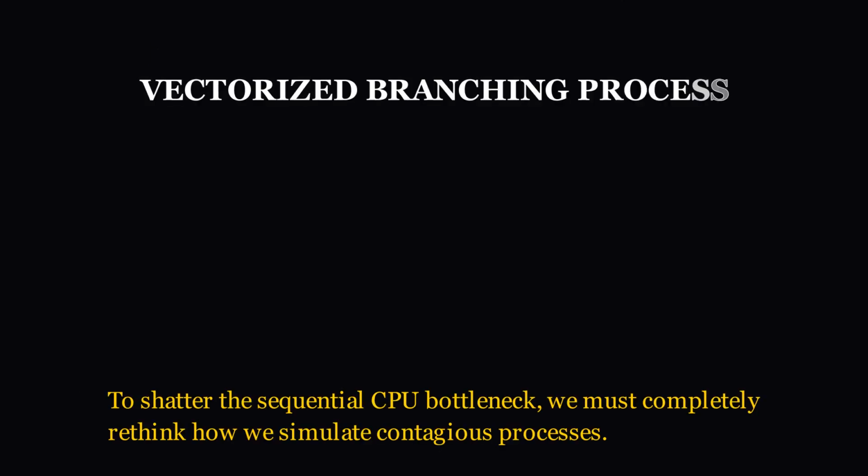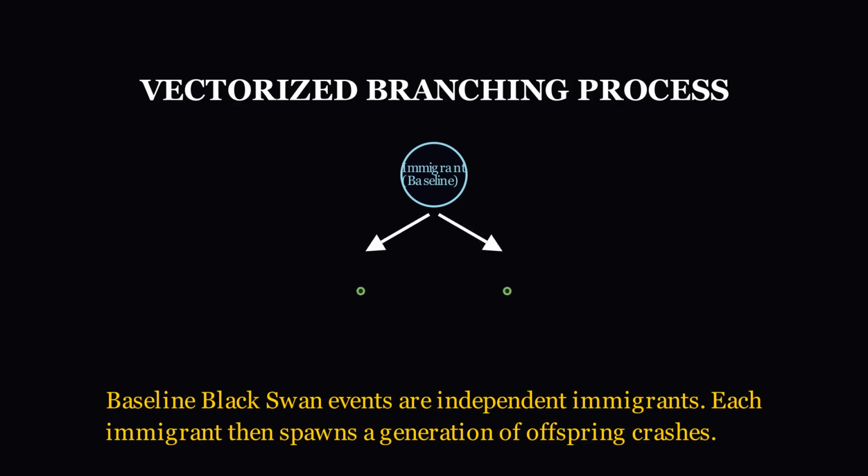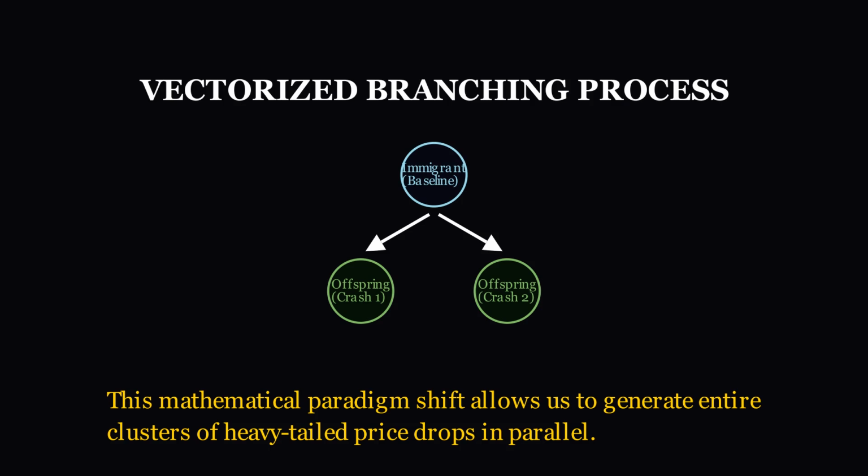To shatter the sequential CPU bottleneck, we must completely rethink how we simulate contagious processes. Instead of calculating the historical intensity loop step by step, we treat contagion as a branching process. Baseline black swan events are independent immigrants. Each immigrant then spawns a generation of offspring crashes. This mathematical paradigm shift allows us to generate entire clusters of heavy-tailed price drops in parallel.